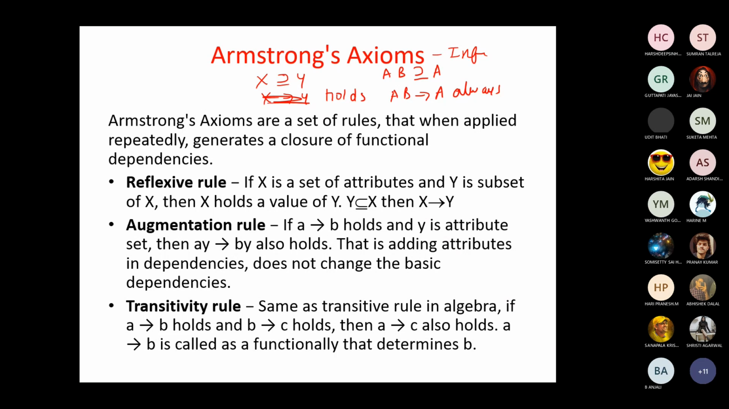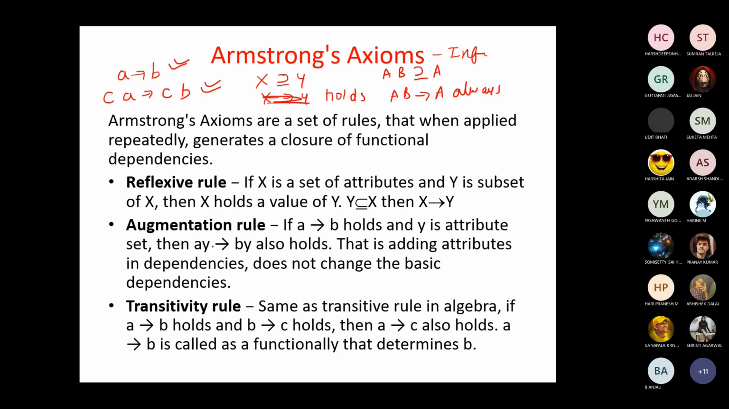Trivial always holds. Now, another part is your augmentation. What is the meaning of augmentation? Augmentation means that you're adding something. It means that there is already a functional dependency that says that A tends to B. You can add any other attribute like C on both of the sides, so AC tends to CB, it will again hold. So if A tends to B is already there, you can add any other attribute to both sides, and it will again hold. Augmentation means that you're just adding the same attribute on both of the sides.